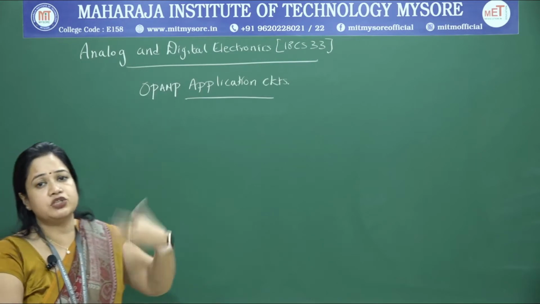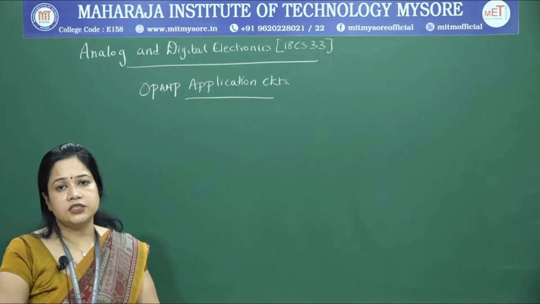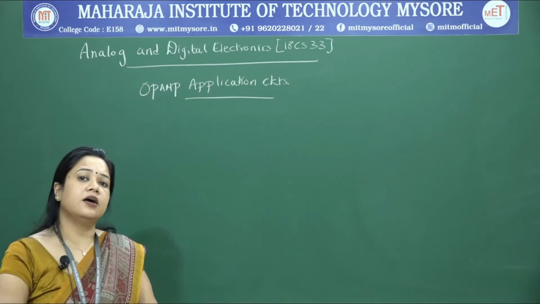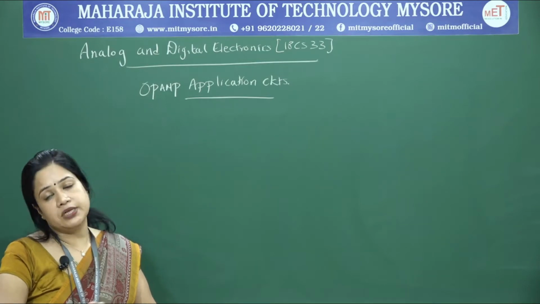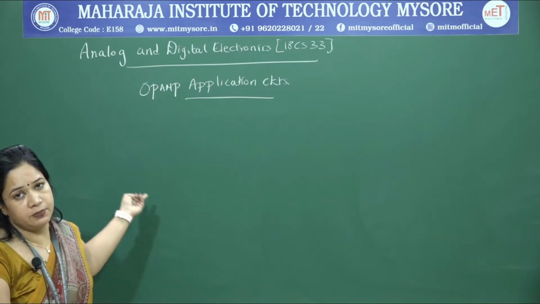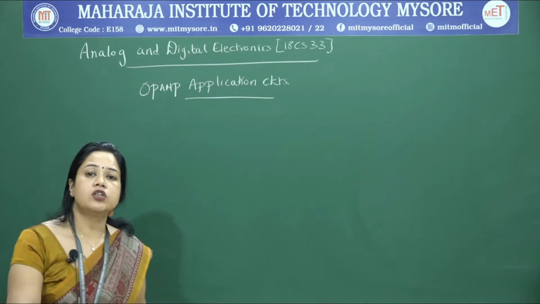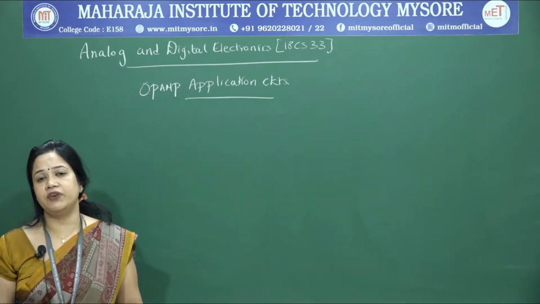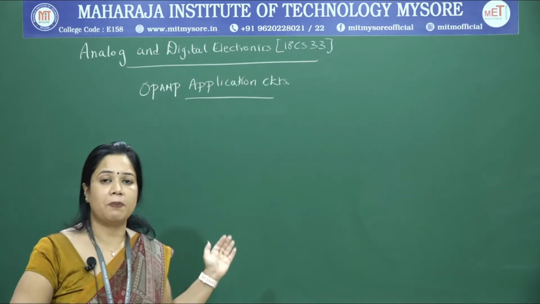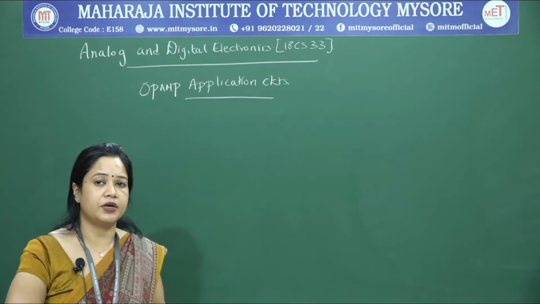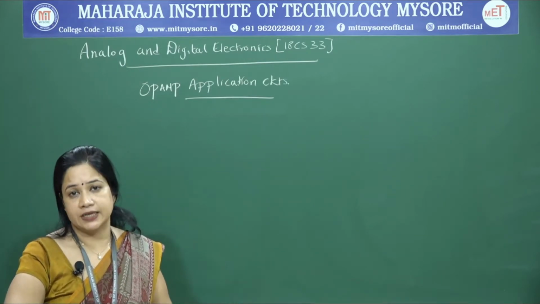Just to list a few which we will be discussing today and in the next class: a peak detector, peak voltage detector. We discuss how an op-amp is used as a Schmitt trigger, what the different types of Schmitt triggers available are, and we will also look into active filters. So what is a filter? A filter is basically a circuit which passes the wanted signal and blocks the unwanted signal, and we will discuss how to construct active filters using op-amp.